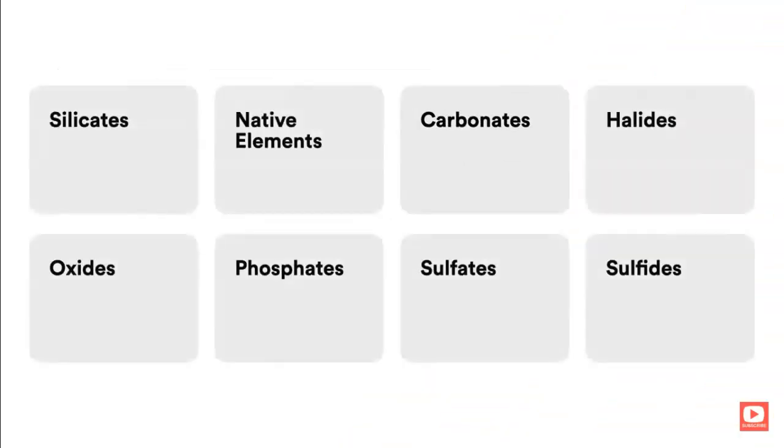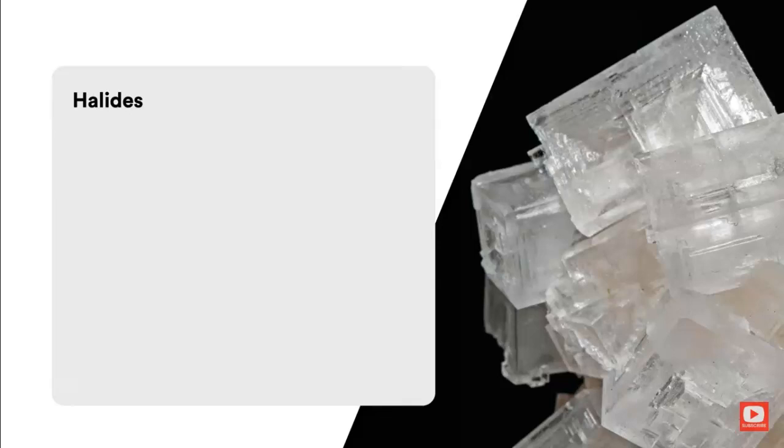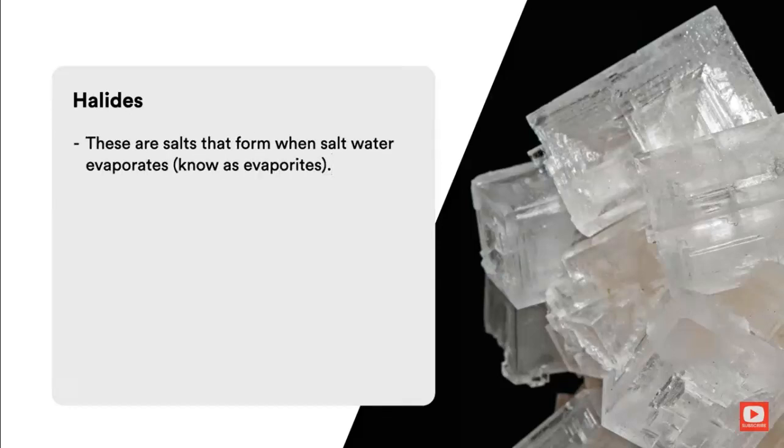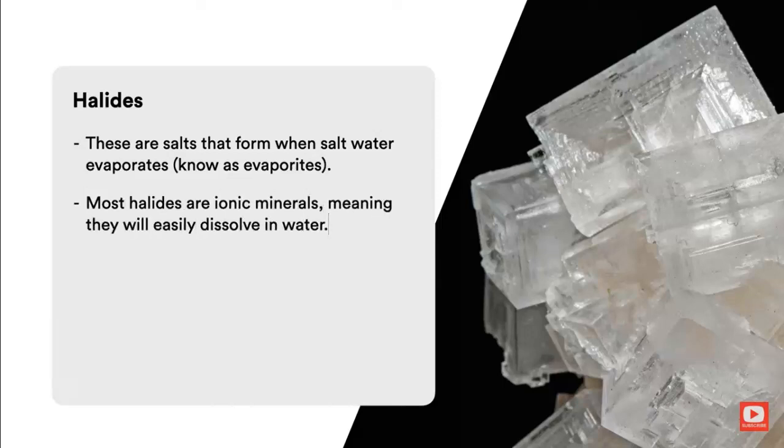Next up, our halides. So these minerals are salts, and these are salts that form when you have naturally occurring salt water that evaporates. The resulting mineral or rock is known as an evaporite. So these halides are generally ionic minerals. And what that means is that if you were to put these minerals within water, they will tend to dissolve. And that makes sense.